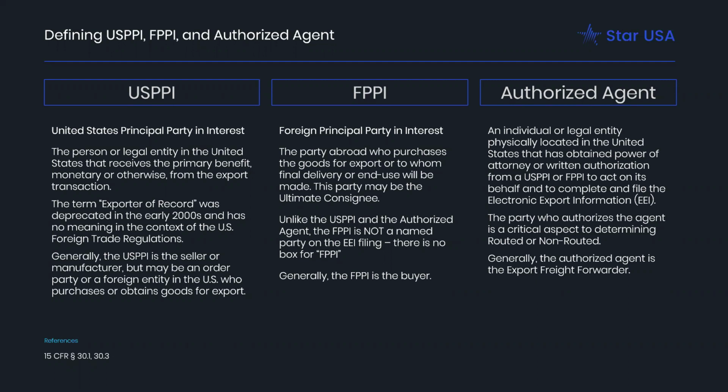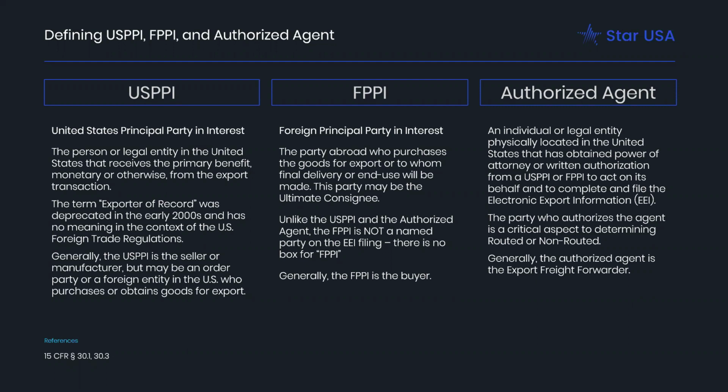The party who authorized the agent is critical for determining whether the transaction is routed or non-routed. Knowing who has issued that authorization and on whose behalf that agent is acting, whether the USPPI or the FPPI, is an essential component of knowing whether your transactions are routed or non-routed. Generally, your authorized agent is going to be the export freight forwarder.